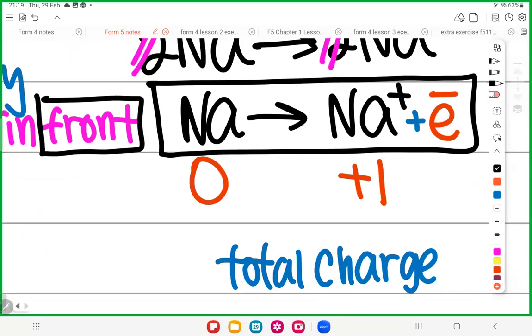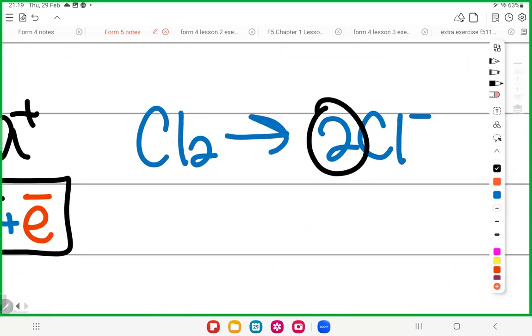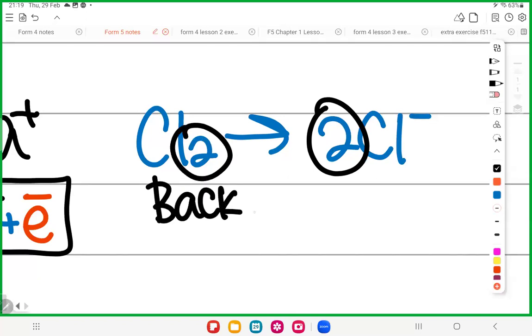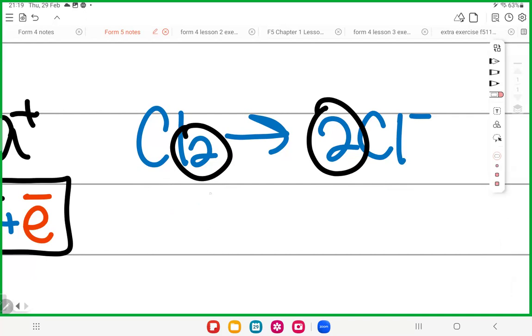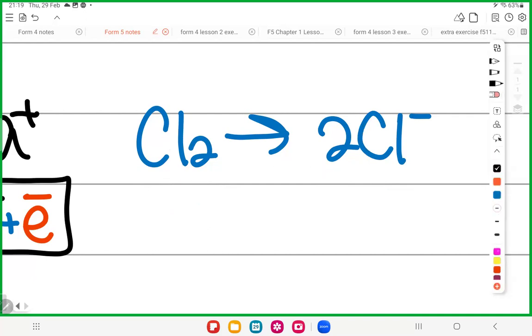But now what happened? This number is at the back. So this is the back number, and this is the front number. Cannot simplify. Understand? Okay, now listen. This is where a lot of students make mistakes.